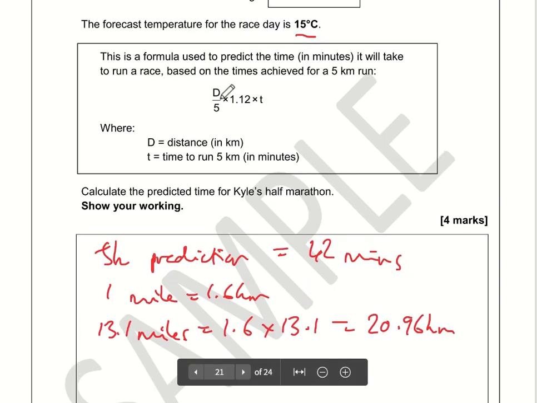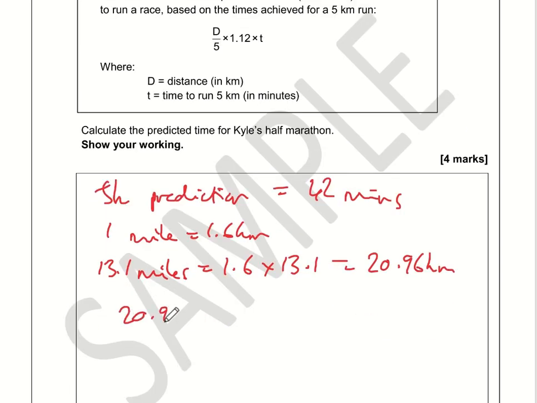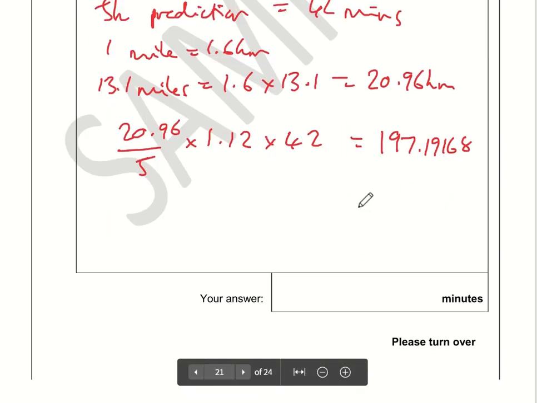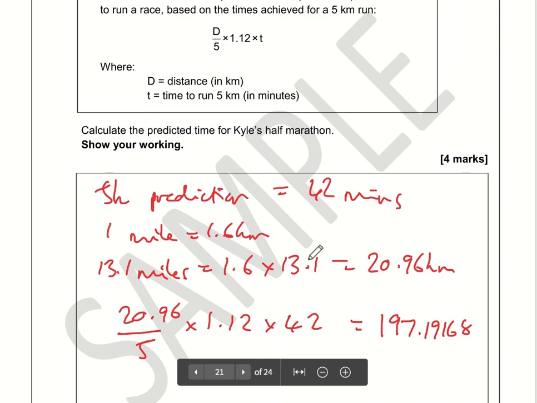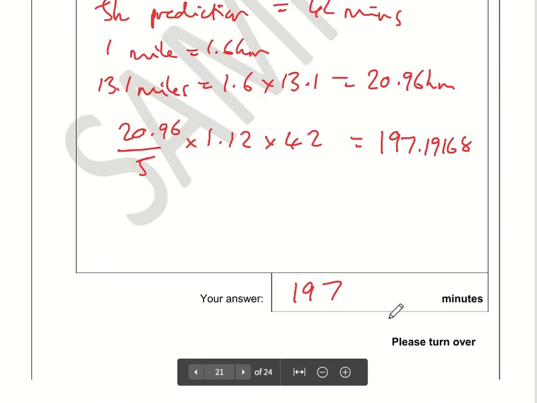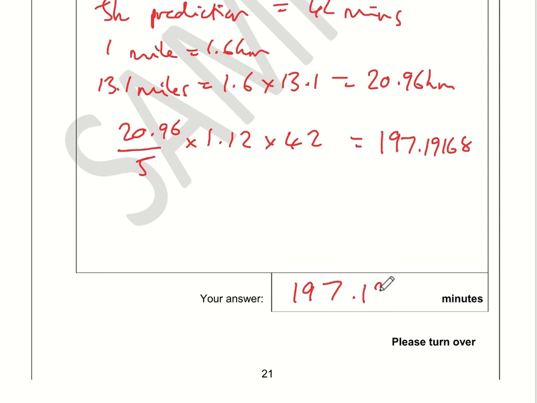Okay, so we've got our D, so we've got 20.96 divided by 5 multiplied by 1.12 times T, which is the time to run 5k in minutes, which we think is 42. So let's go for it. 20.96 divided by 5 times 1.12 times by 42 minutes, and that comes to 197.19168. That's quite a long time. So that is 197. Does it say it's the nearest minute or anything like that? No. Let's just leave it like that then. 197.19. That'll do.